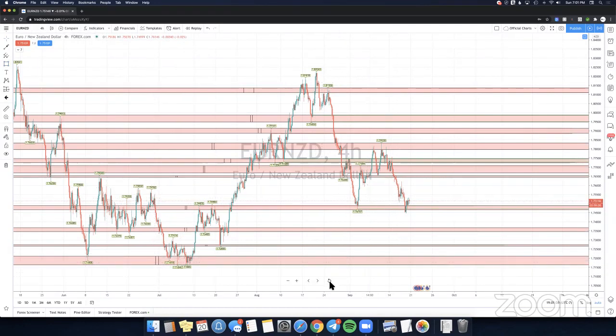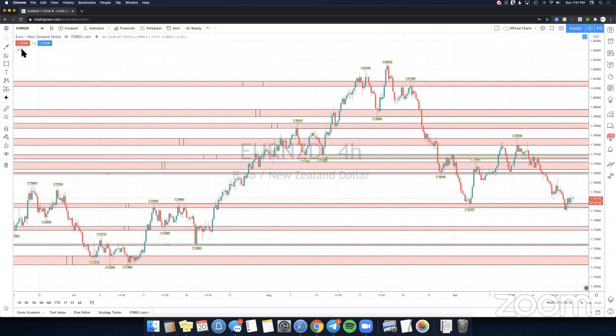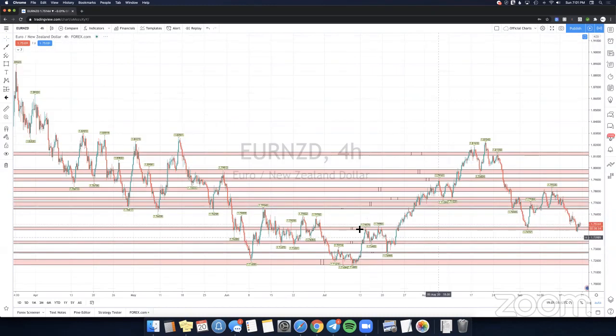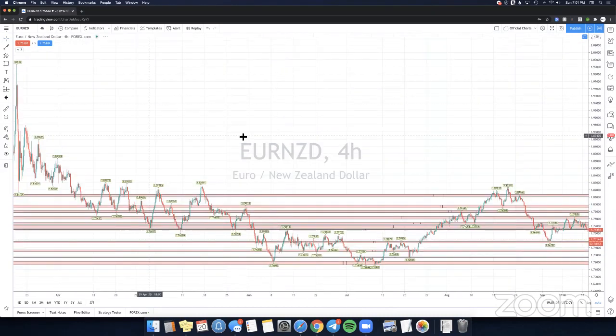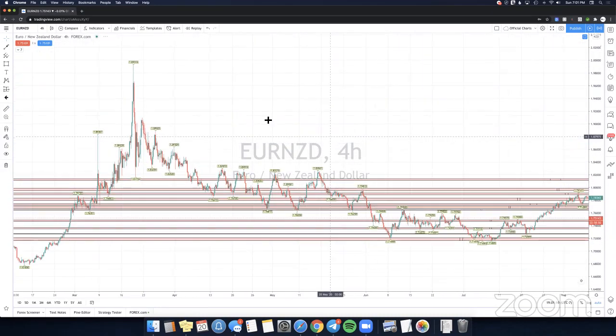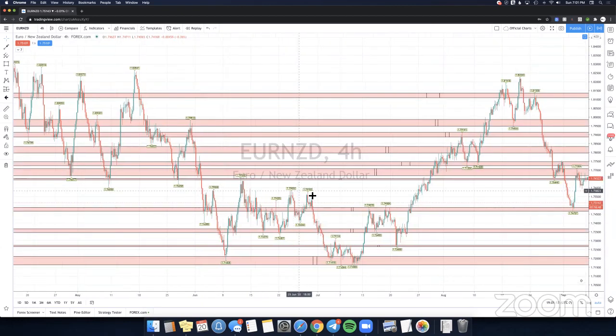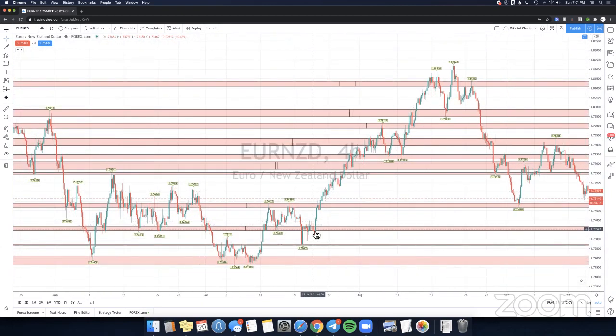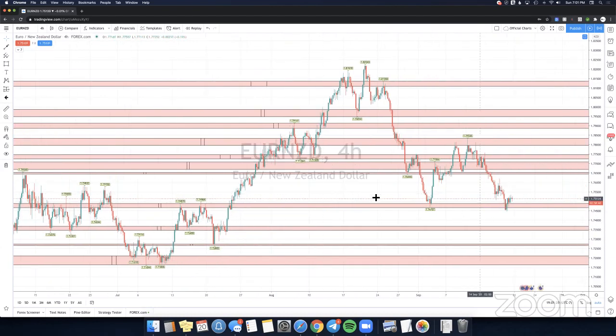Check this out. This is how it looks with the SR on. I turn it off and it lines everything up so perfectly. You can see that the rejection points are pretty clear. Even though it's a messy pair, just looking at this, you can see that it respects these zones pretty perfectly. So price comes down, comes up, rejects, and it literally bounces pretty clean.